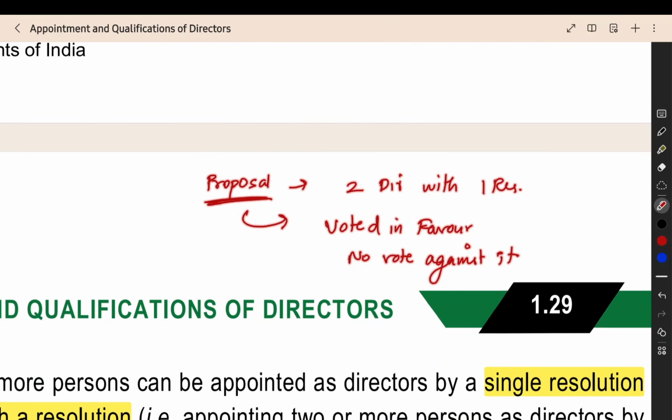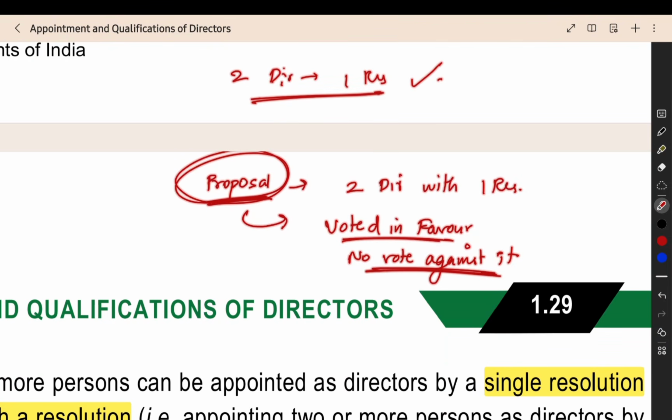The proposal is approved, everyone voted in favor, and no vote is against it. Then what can you do? Then you can appoint two directors with one resolution. There is no problem. Normally this is not allowed, but earlier you put up a proposal for doing that, it was voted in favor, and no vote is against it, then you can do this. Two directors in one resolution, that is proper.